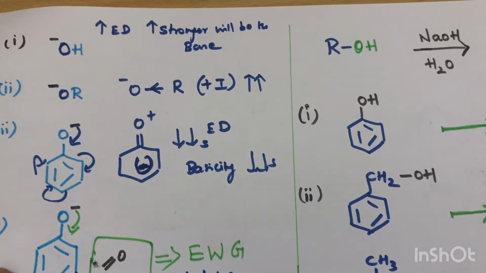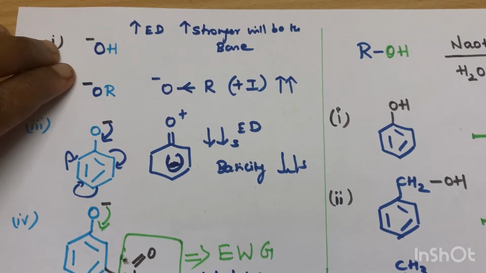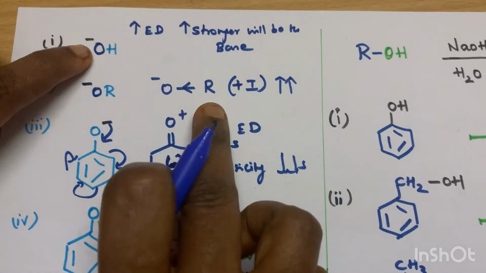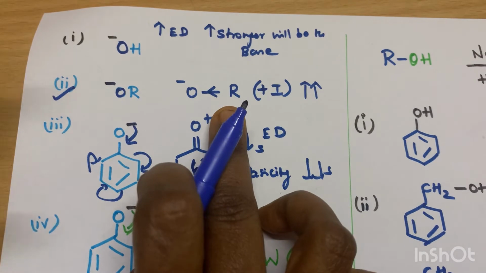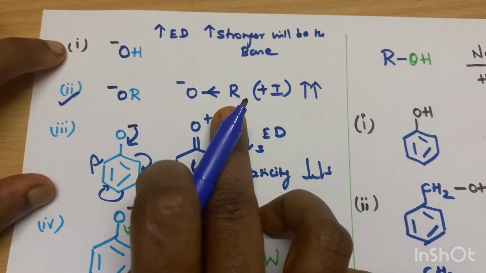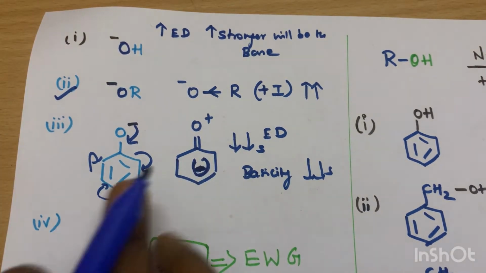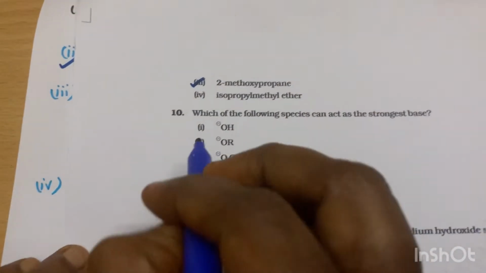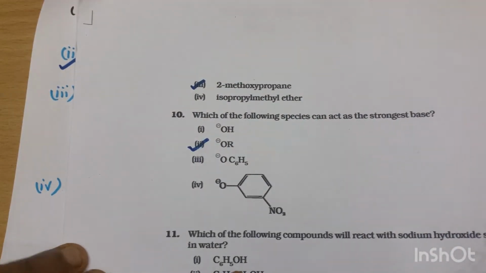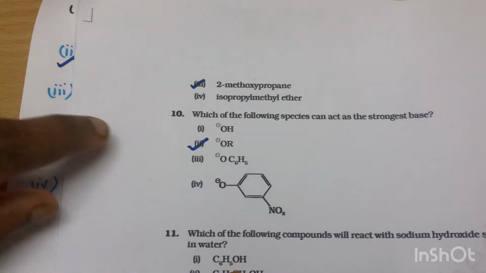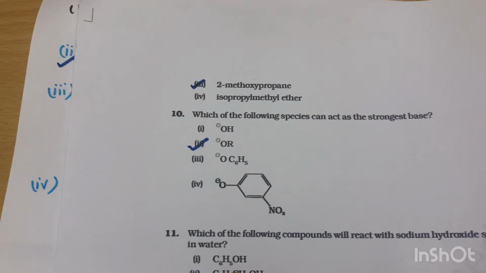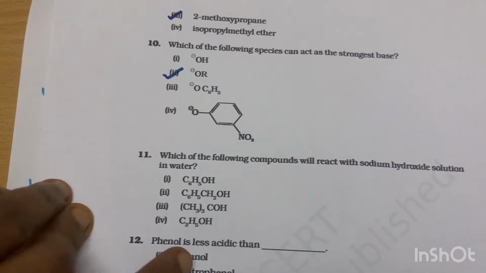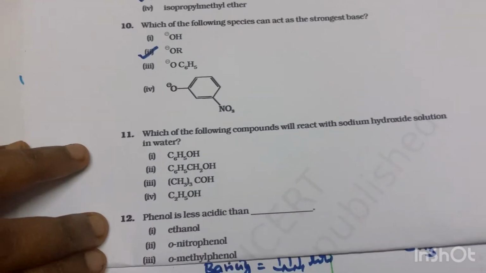So which is more basic here? This is the most basic due to the plus I effect of the R group. So which group can increase the basicity? Electron donating groups will increase the basicity. So the answer is the alkoxide anion. That is why alkoxide anions are more powerful bases. So we use most of the bases, sodium ethoxide, in most of the organic reactions you can see, because it is more basic than sodium hydroxide or potassium hydroxide.